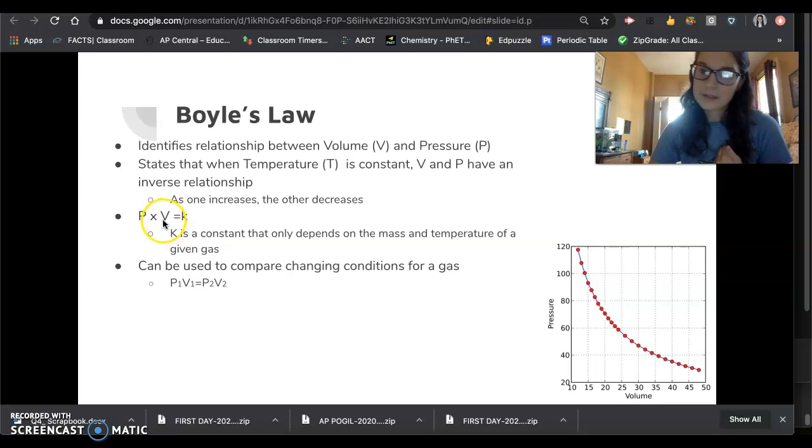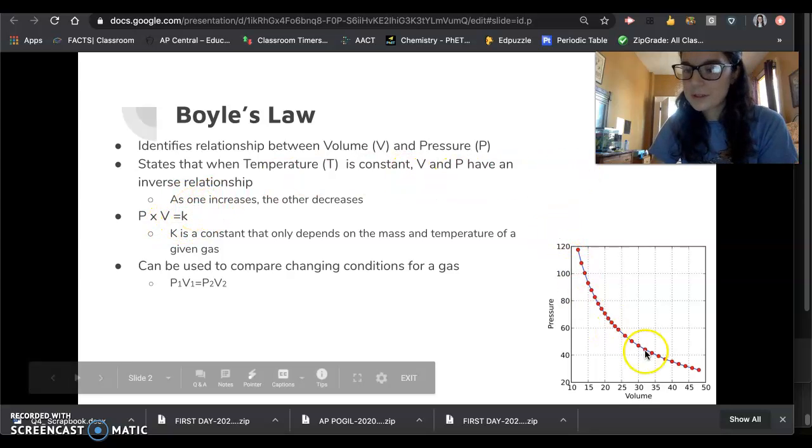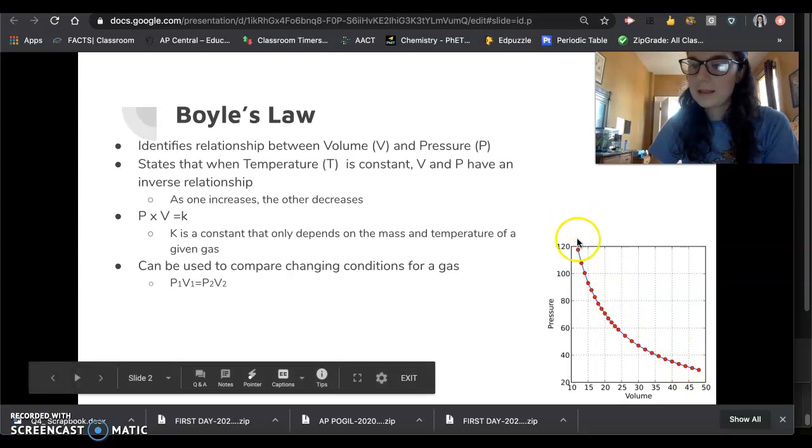So if you increase the volume, pressure would have to lower mathematically so that this number, K, is always constant, always the same. Same goes if you were to increase pressure, volume would have to decrease so that this K stayed constant. And if we were to graph this relationship, it would look something like this.